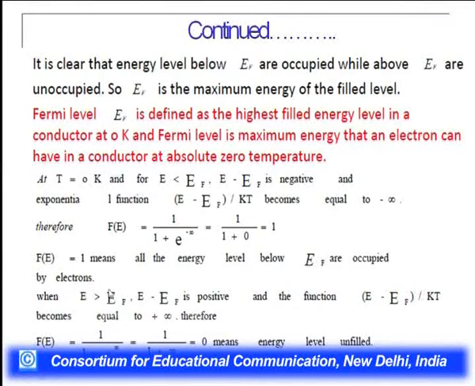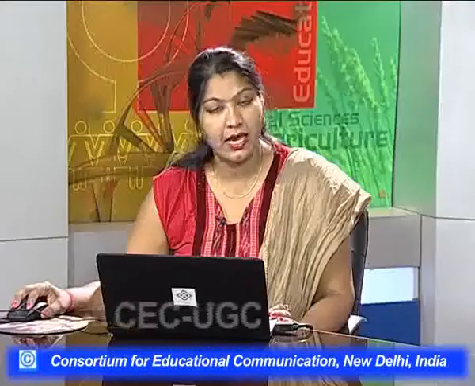When we consider the second case, when the energy of the other levels is greater than that of the Fermi energy level, then E minus Ef is positive, and the exponent (E minus Ef) divided by kT becomes equal to plus infinity. Therefore, we can write the Fermi distribution function F(E) is equal to 1 by 1 plus e to the power infinity, which is 1 divided by 1 plus infinity. e to the power infinity will be infinite, so F(E) is equal to 0. It means energy levels are not filled and they are empty.